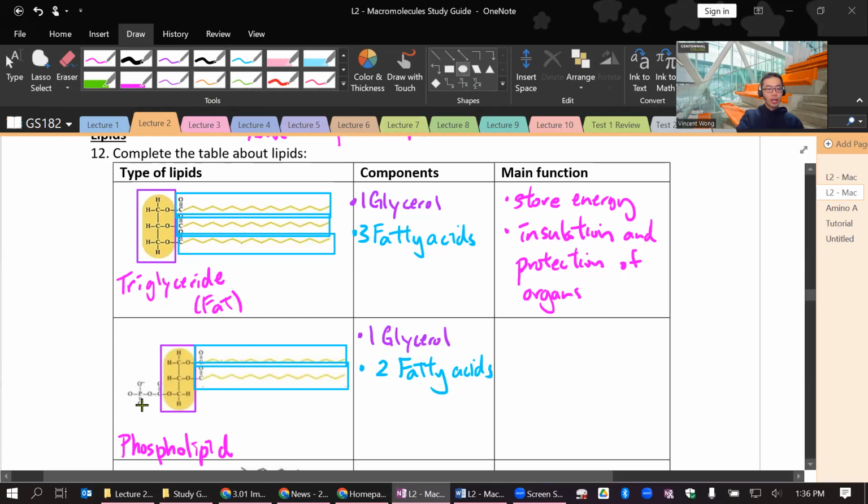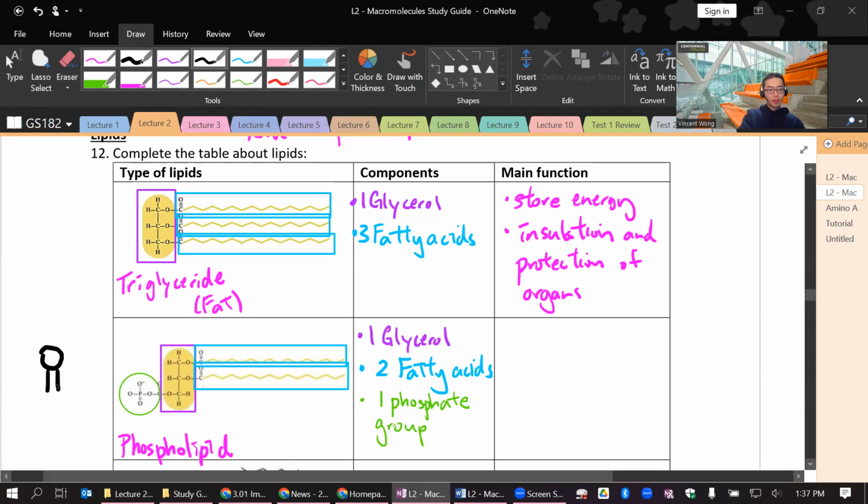And we also have what we call a phosphate group. Okay. Did you learn this in chemistry yet? Like, did you know PO4 is phosphate? Maybe. Okay. So phospholipid, usually we draw it like this.